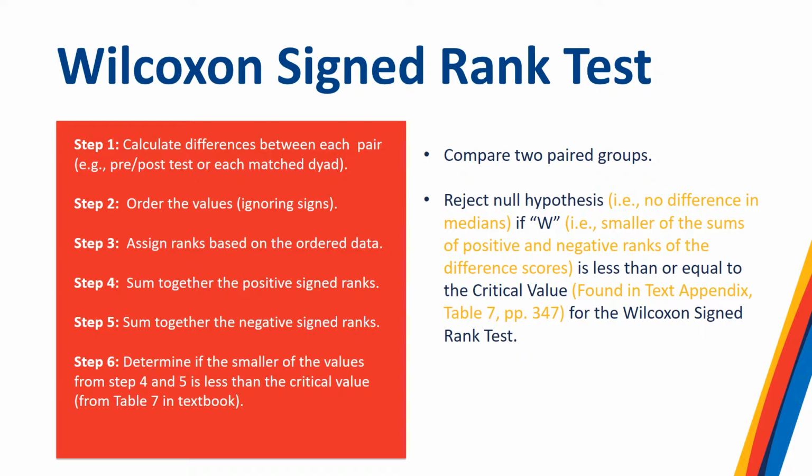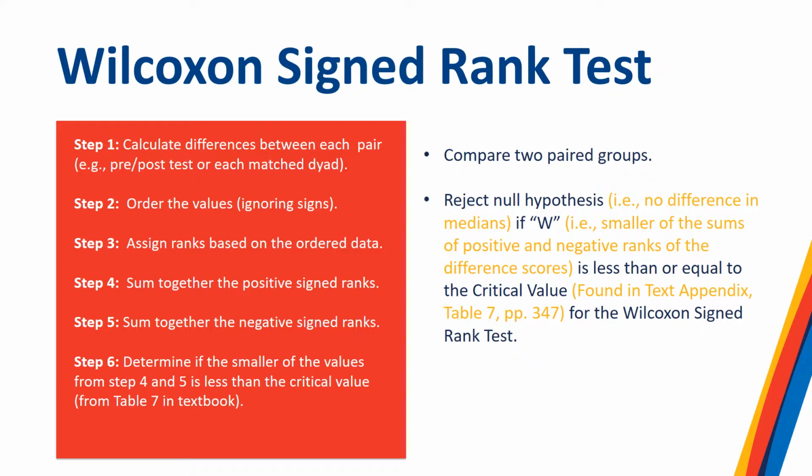Remember how to calculate ranks. It's just ordering the data, and then counting them up. And whenever you have a tie, you break it by averaging the two ranks that it would have occupied. And then in step 4, you sum together the positive signed ranks. And step 5, you sum together the negative signed ranks. And then step 6, you determine if the smaller of the values from step 4 or 5 is less than the critical value. And if it is, then you reject the null hypothesis.